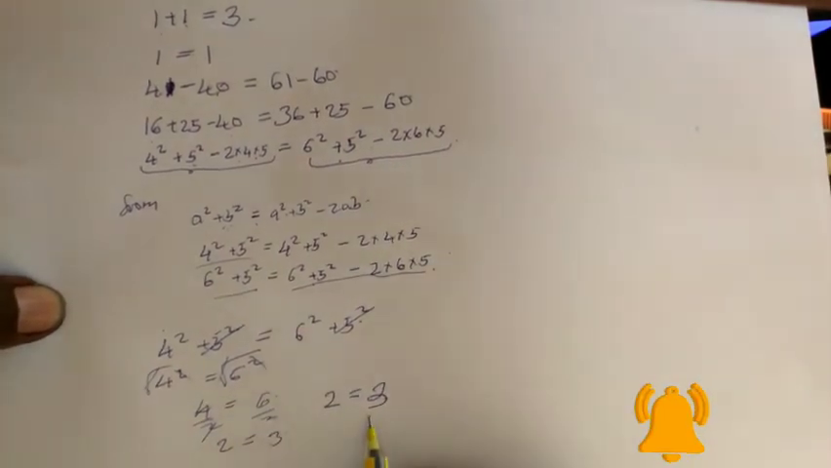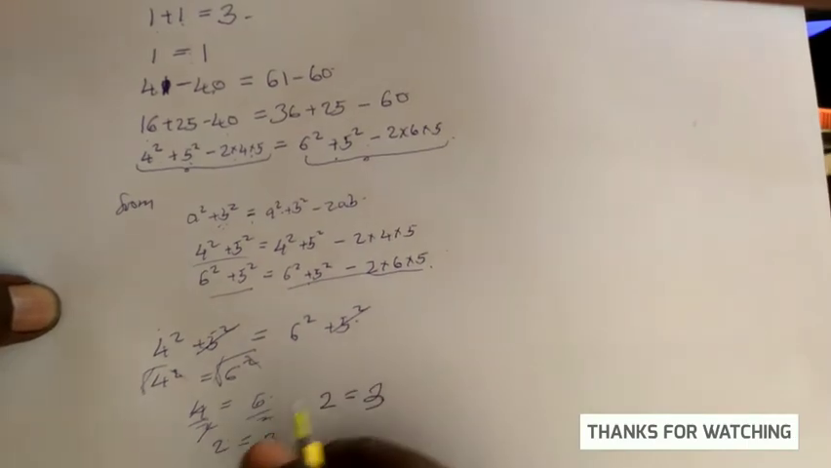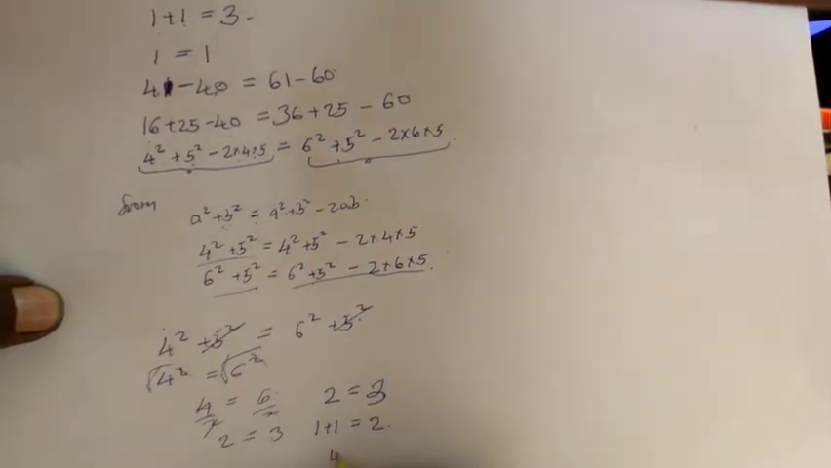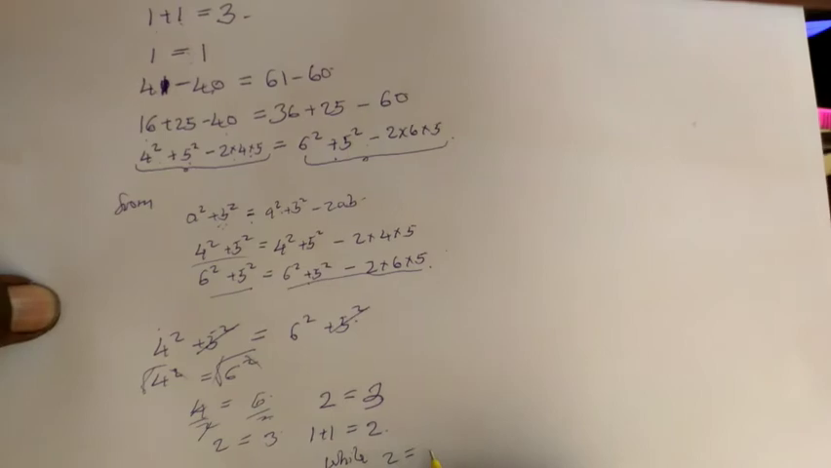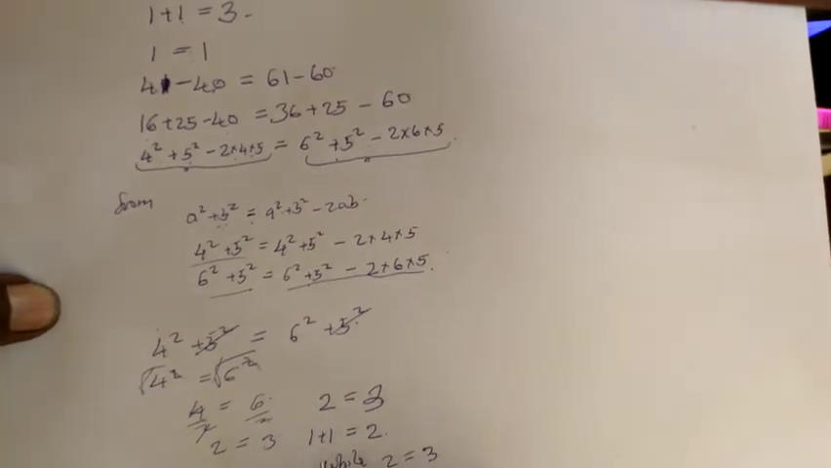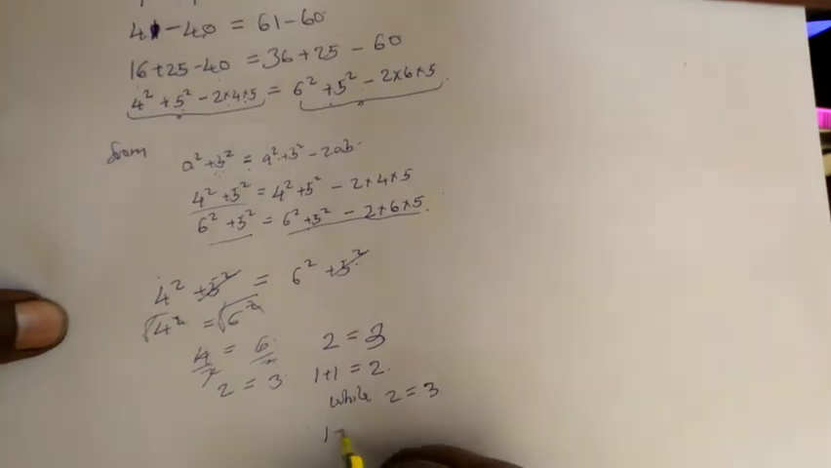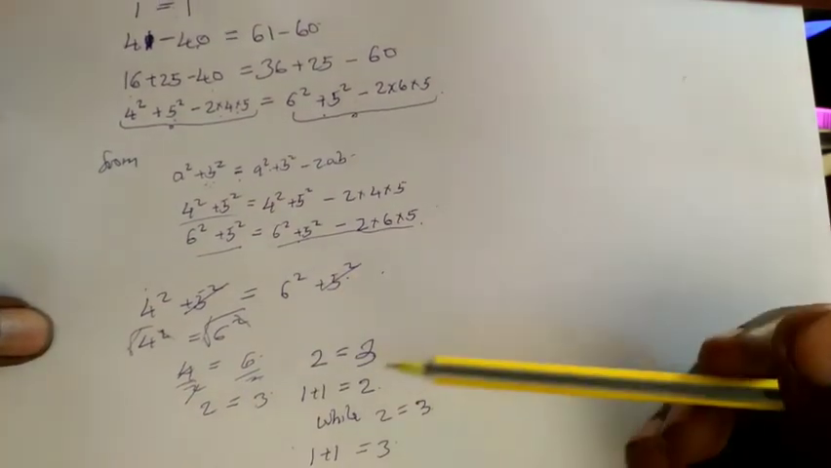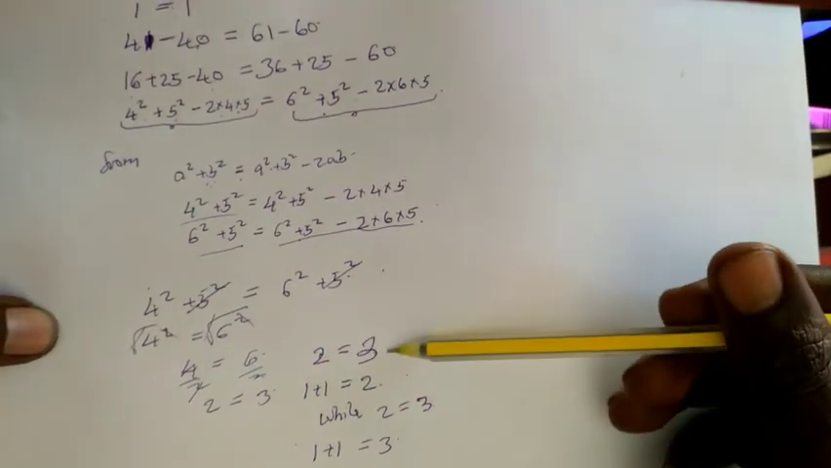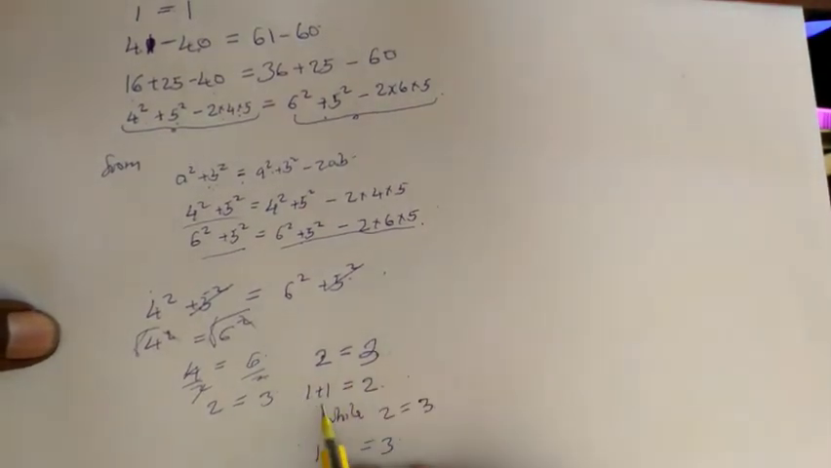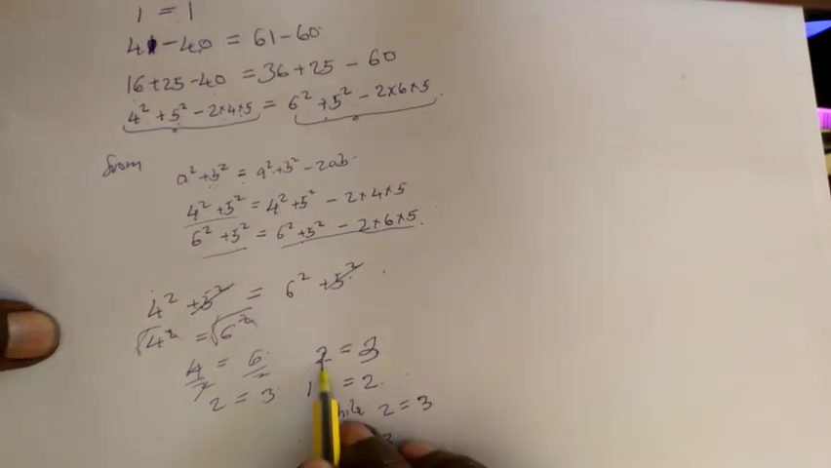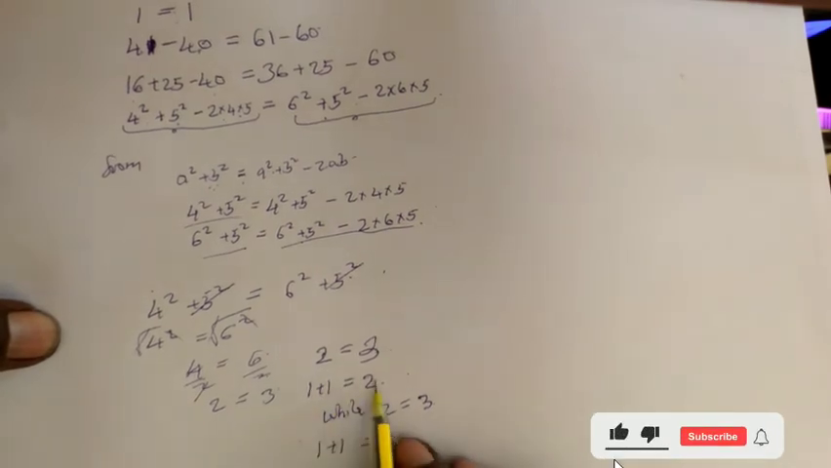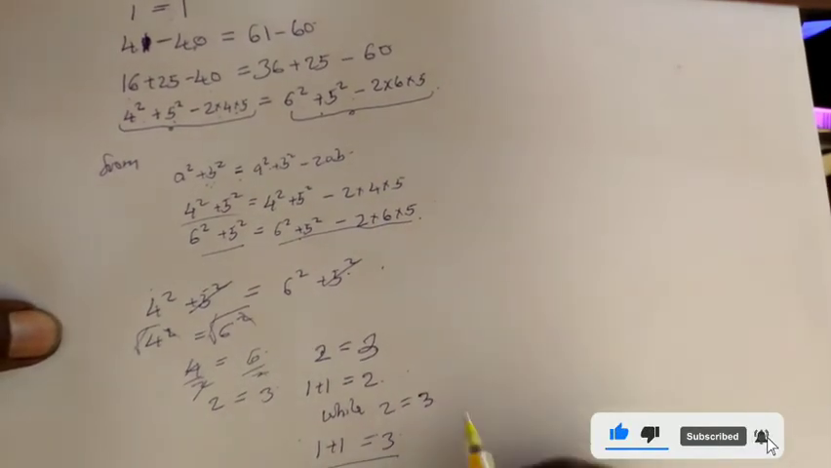The mathematicians say that 1 plus 1 is equal to 2, while 2 is equal to 3. So 1 plus 1 will also be equal to 3, because this calculation shows that 2 is equal to 3. If 1 plus 1 is equal to 2, while 2 is equal to 3, then 1 plus 1 will also be equal to 3. Now this is proved.